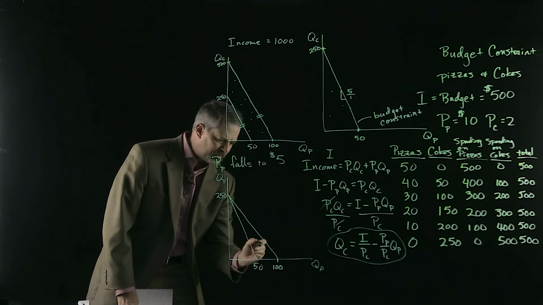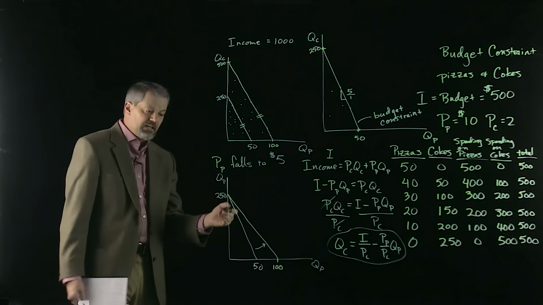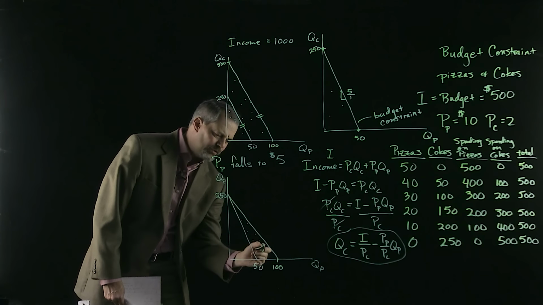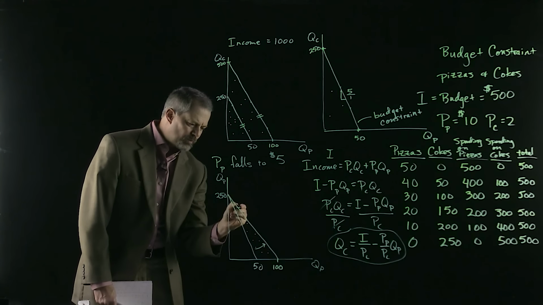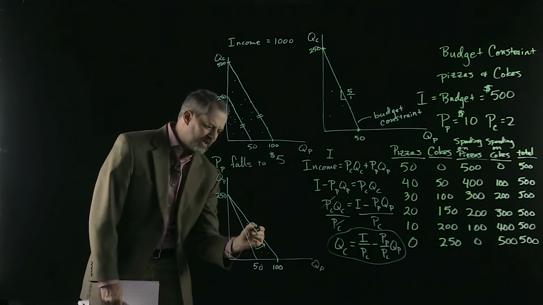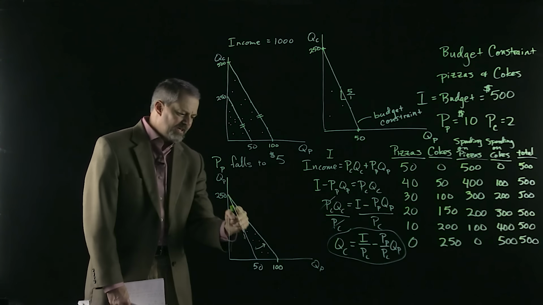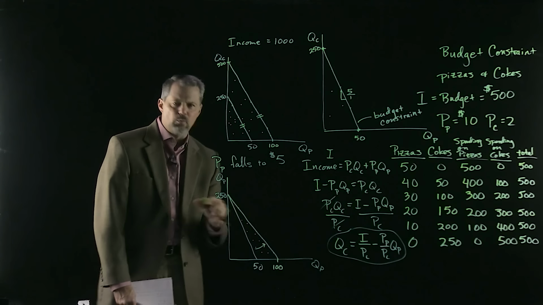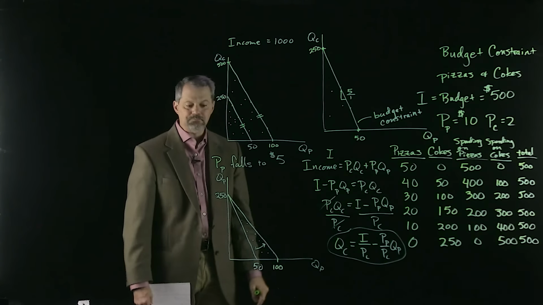This thing pivots just like that. And it, again, opens up a whole bunch of bundles that we can consume that we couldn't afford before. But again, we're going to want to be on this budget constraint. So it's going to allow us to consume any of these bundles that we want. We couldn't have afforded those when the price of pizzas was $10.